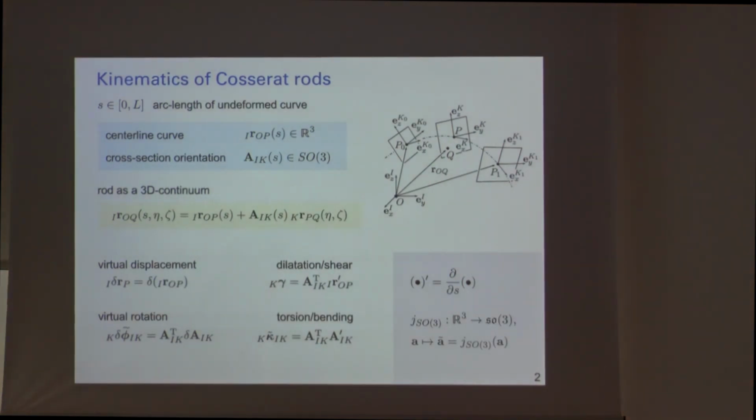And with these kinematical fields, we can then describe, by taking the variation, the virtual displacement, and also the virtual rotations. And if we take the spatial derivatives with respect to the arc length, we can define the strain measures, which are dilatation and shear. And for the change in orientation, we have bending and twist of our beam.